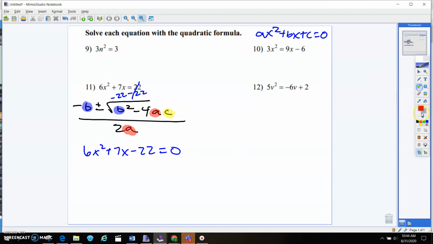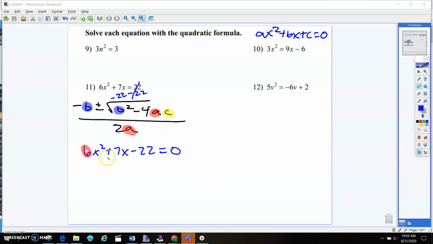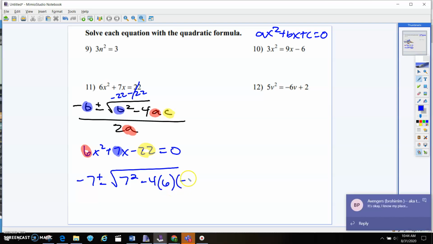Alright, so then you're going to identify your A, B, and C. And then you're going to substitute in. So you're going to have negative 7 plus or minus 7 squared minus 4 times, and I'm going to do this all in one color, so sorry for my visual people, but you got it, I believe in you.